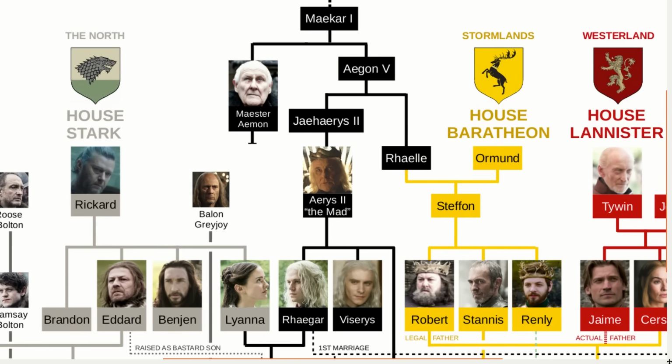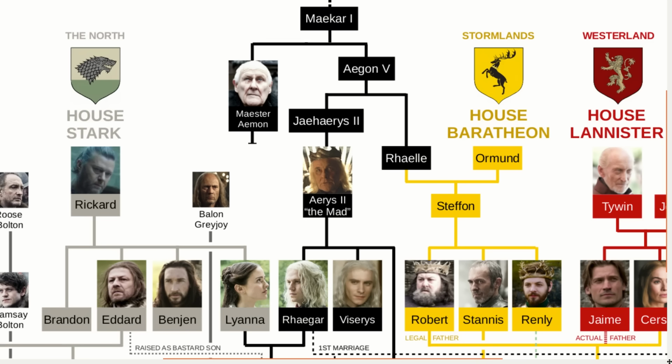Now by the time the show starts, the Mad King is already dead, and this individual here, Robert Baratheon, is now king. Throughout the series, we get more and more information about what happened, and by season 7, we get a flashback showing the Mad King, as well as his firstborn son, Rhaegar. The story goes like this.